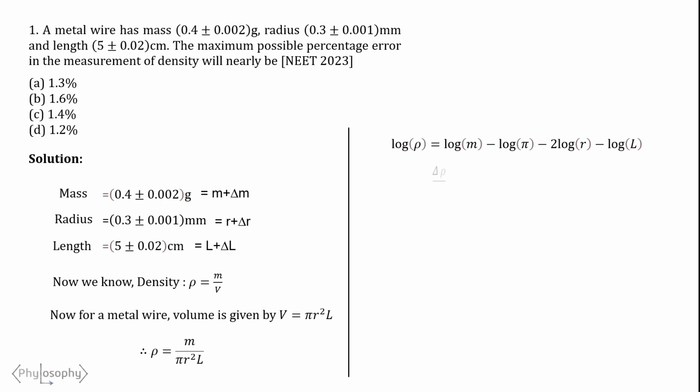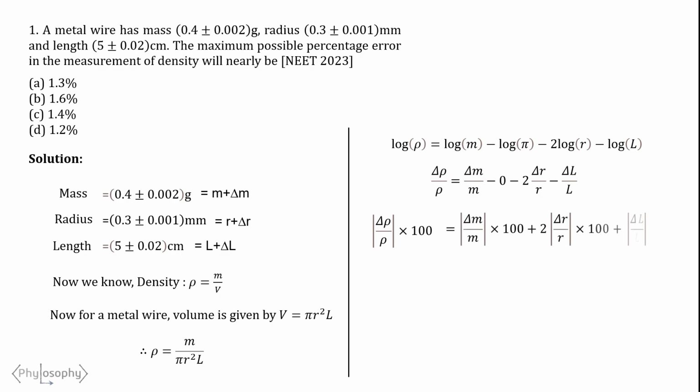Now take derivative on both sides of the equation, then it will be delta rho by rho equals delta m by m minus 0, as pi is constant, so its derivative is 0, minus 2 delta r by r minus delta l by l. Therefore, maximum percentage error in measuring the density of the wire is equal to mod of delta m by m times 100 plus 2 times mod of delta r by r times 100 plus mod of delta l by l times 100.